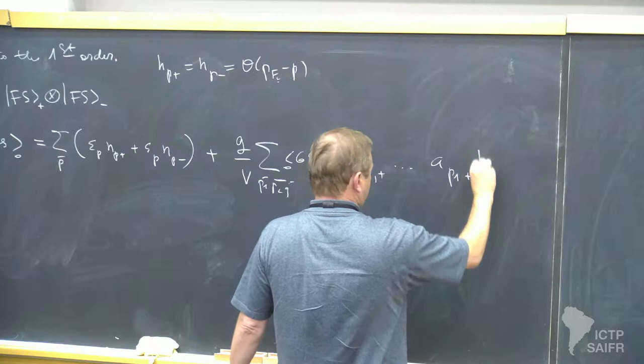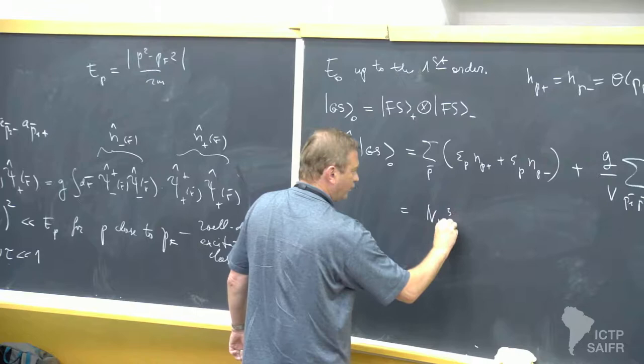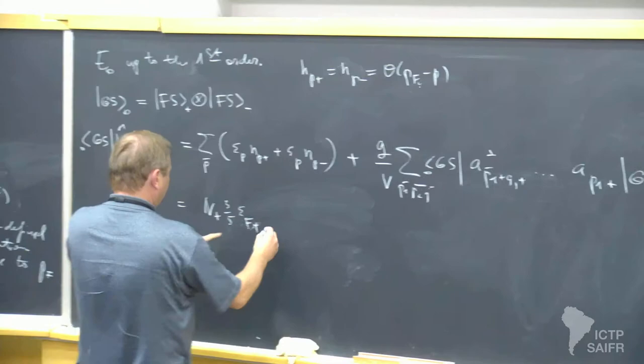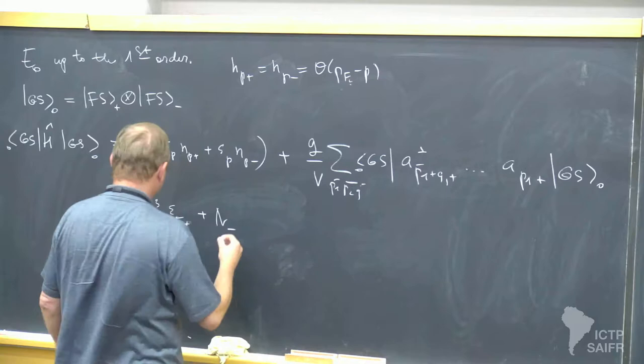So this is what we have to calculate. Here, the answer we know very well. It is N plus 3 over 5 epsilon Fermi plus. I write especially plus and minus for later use. Plus the same expression from the minus component, which is exactly the same as this one, because the number of particles and masses are the same: 3 over 5 epsilon Fermi minus.